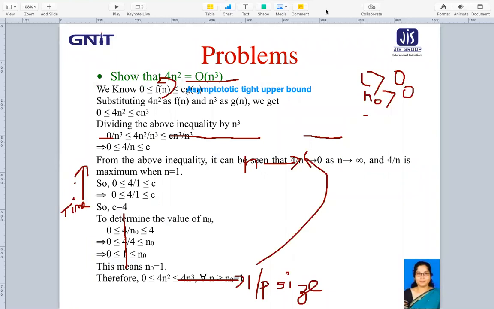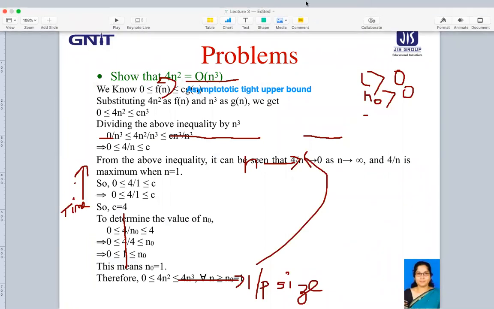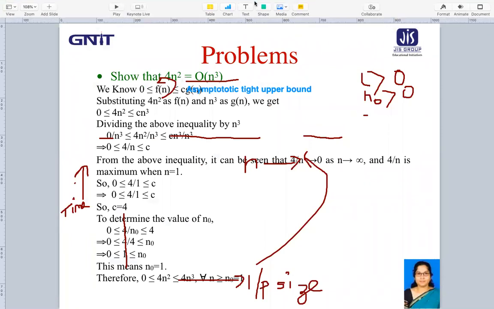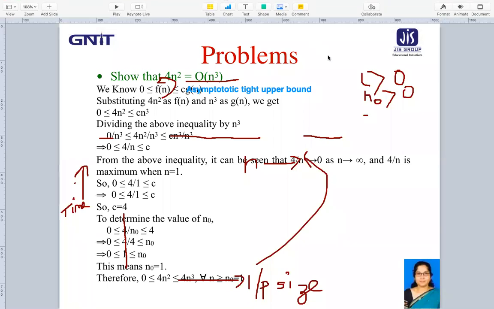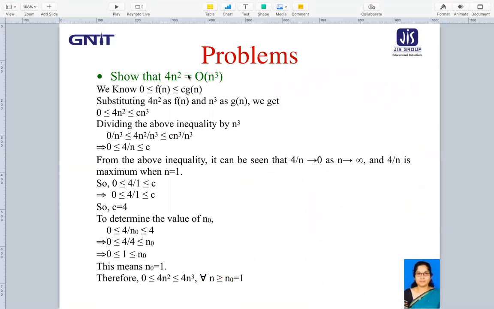The typical problem which may come in exams, this is also very important for exams, because in the exam you may be asked to solve certain kinds of problems like this. Let us see how to solve this kind of problem. We have been told that f(n) is 4n squared, and we have to show that it is order of n cube, big O of n cube. Now how can we show that?